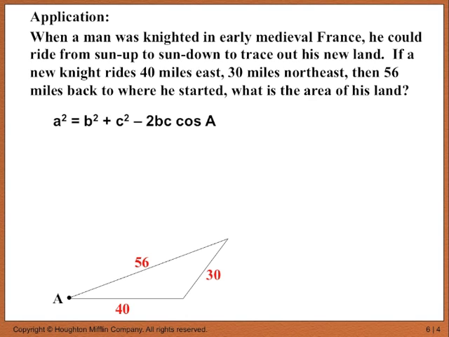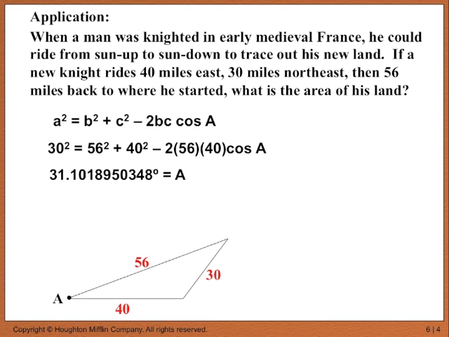We set up our law of cosines. a squared equals b squared plus c squared minus 2bc cosine A. So now we can just fill in the information that we know. We know the three sides, so we, of course, put those in. And we're solving for the angle that's opposite side 30. So we find out that angle A is 31.1018950348 degrees. Now, as I've said before, it's a good idea not to round until the end. So that's why we're keeping those decimal places for now.